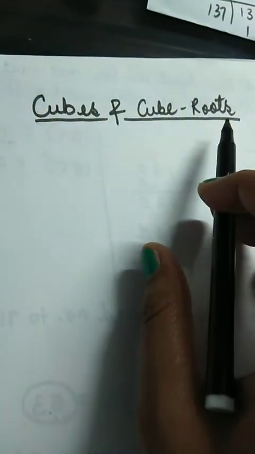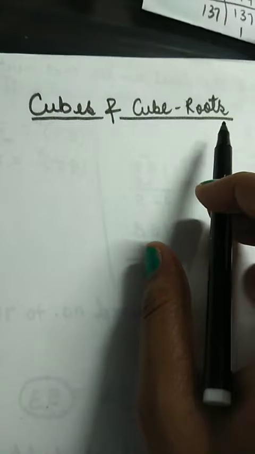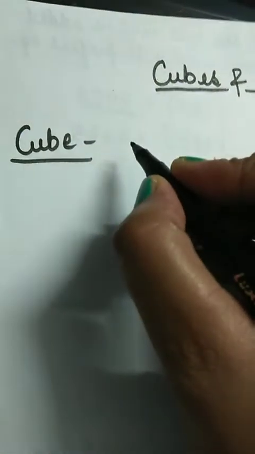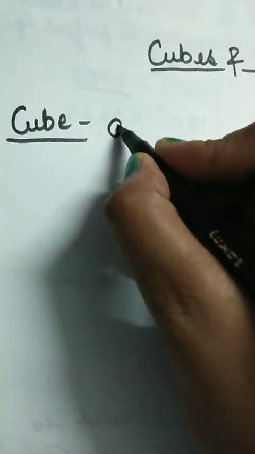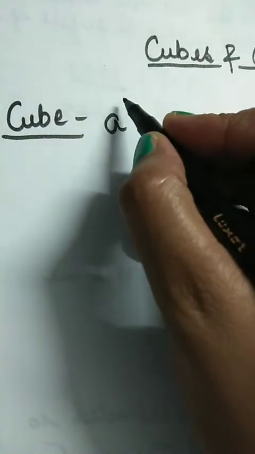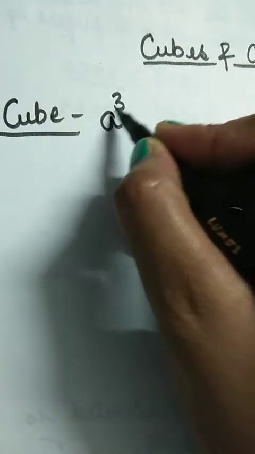Class, our next chapter is cubes and cube roots. So first of all, we will know the meaning of cube. As we have studied about square, a number which is multiplied 2 times by itself is called square. In the same way, a number multiplied 3 times by itself is called cube. For example, we write cube like this, a to the power 3.